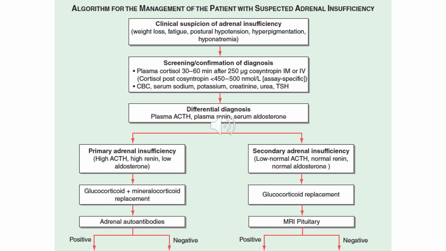If ACTH is high, renin is high, with low aldosterone, this is consistent with primary adrenal insufficiency, and treatment includes glucocorticoid plus mineralocorticoid replacement. If ACTH is low to normal, renin is normal, and aldosterone is normal as well, this is secondary adrenal insufficiency, and treatment consists of glucocorticoid replacement.